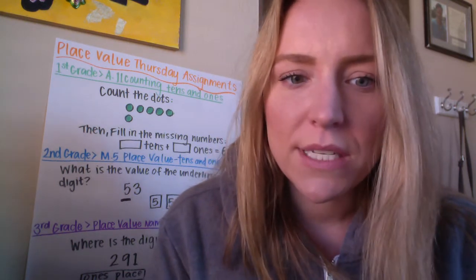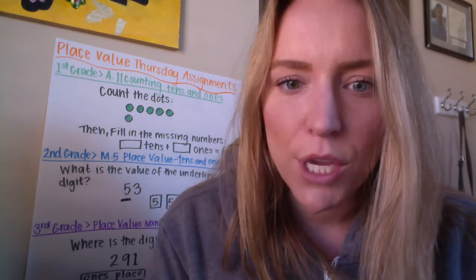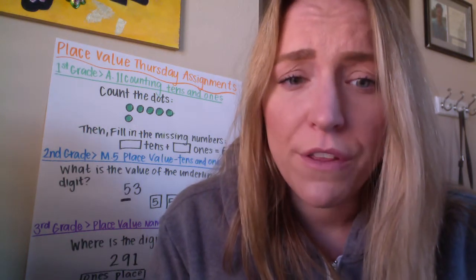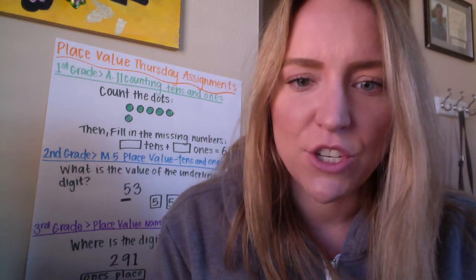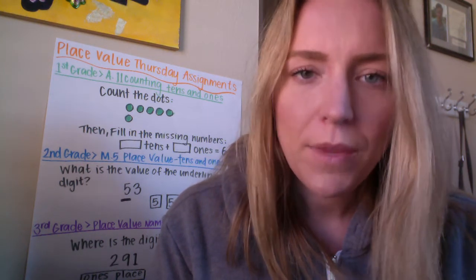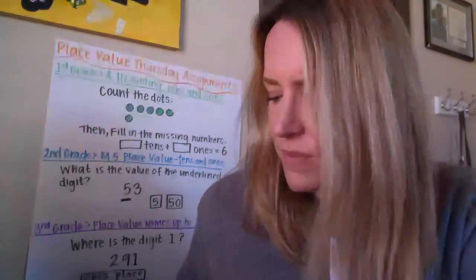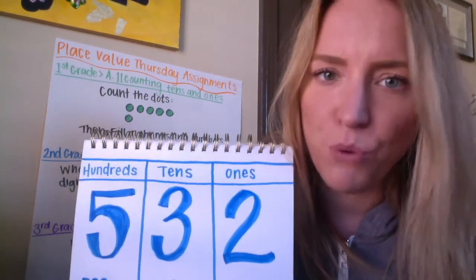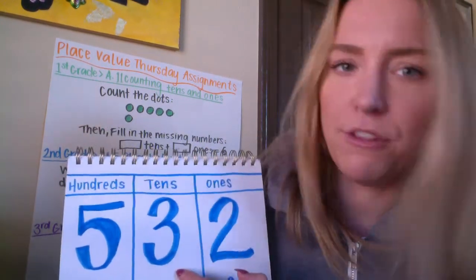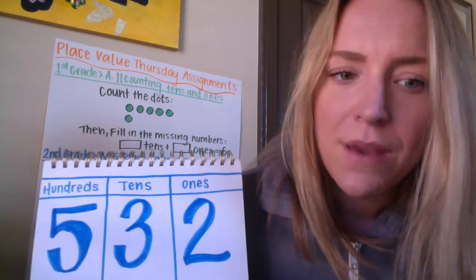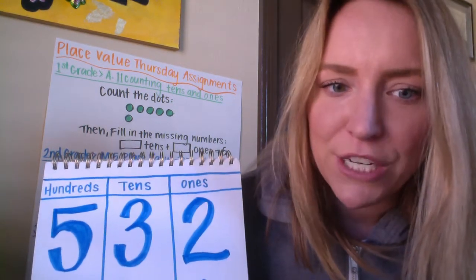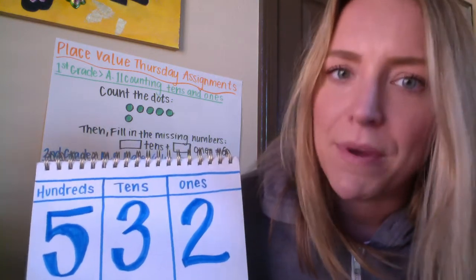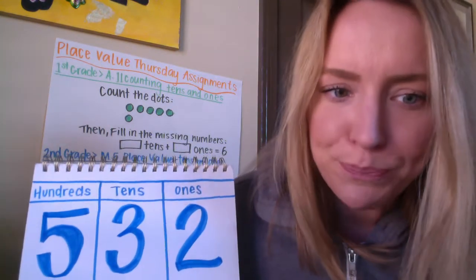Last week, we discussed how when we study place value, we are exploring a digit's value or worth based on its place or position in a number. For example, the number 532 is made up of three digits: 5, 3, and 2. The 5 in 532 is the first of three digits that together make up the number 532.